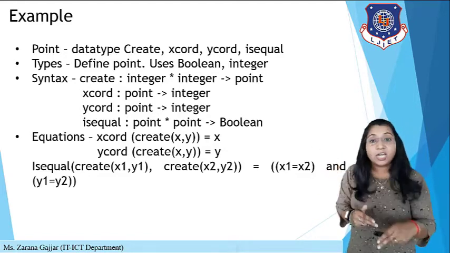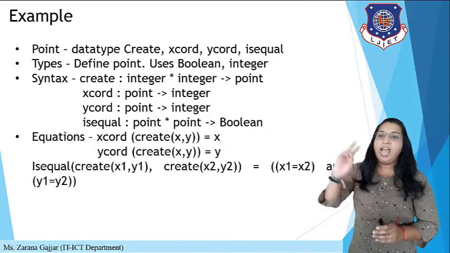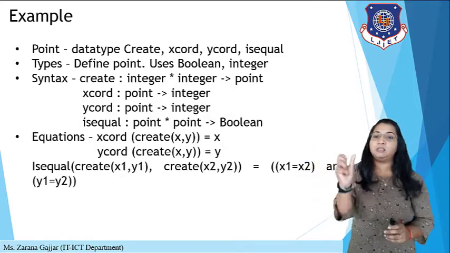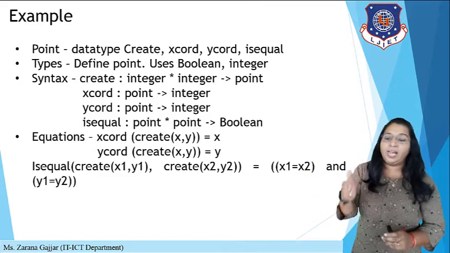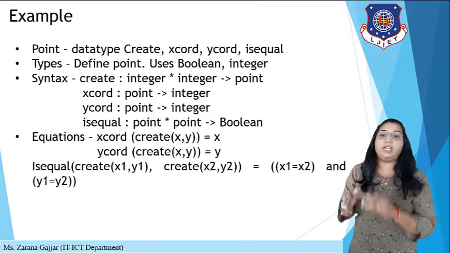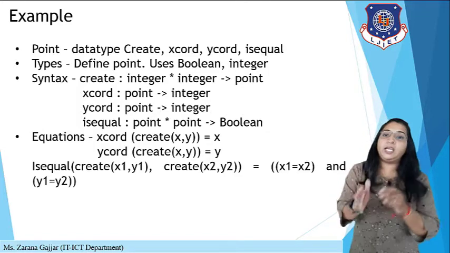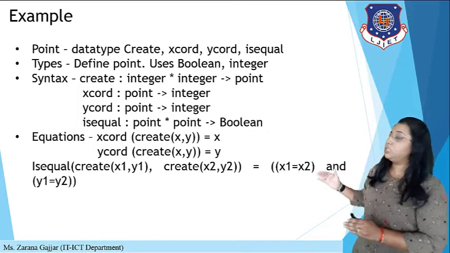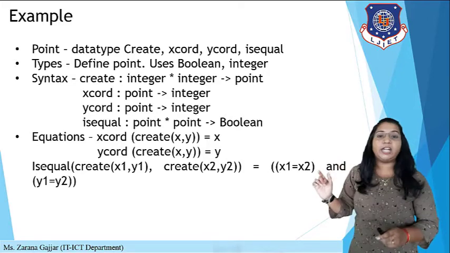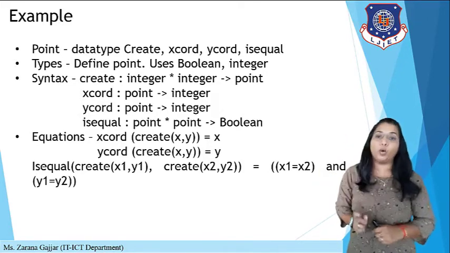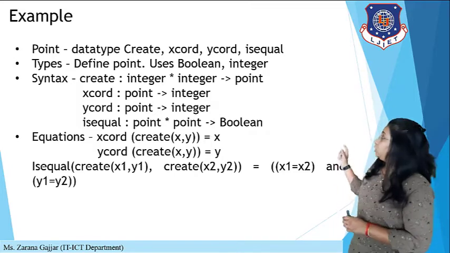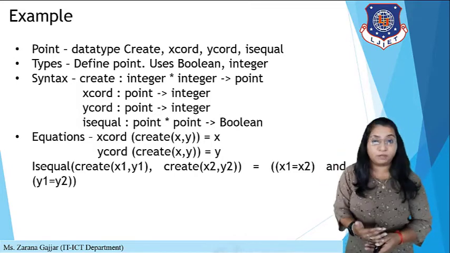Now what will be the equation? The equation here is: x coordinate of create(x, y) equals x, y coordinate of create(x, y) equals y, and if the points are equal, it will compare create(x1, y1) and create(x2, y2). So this is all about the equation, so that you can draw a point and you can draw a line between 2 coordinates. So this is all about algebraic specification.